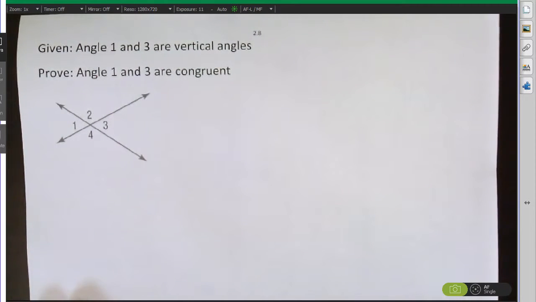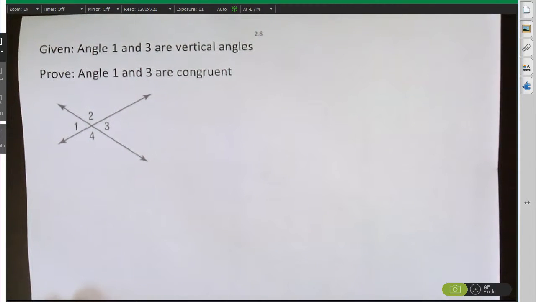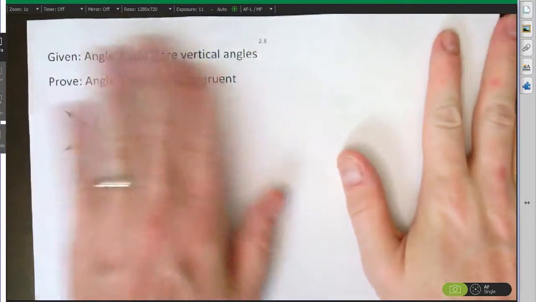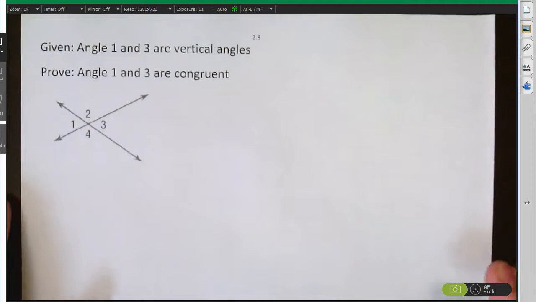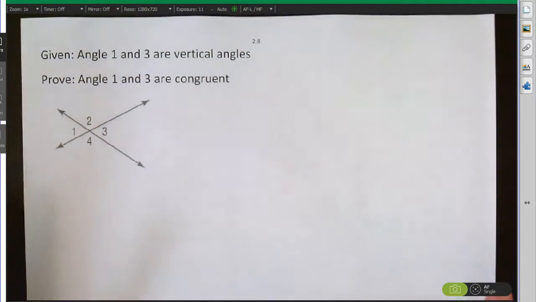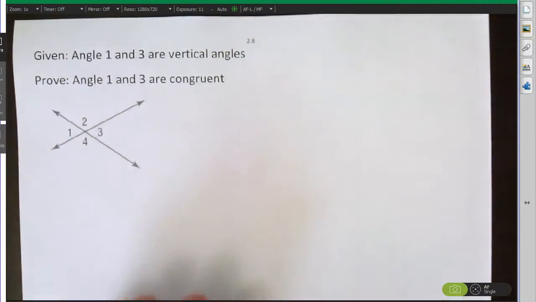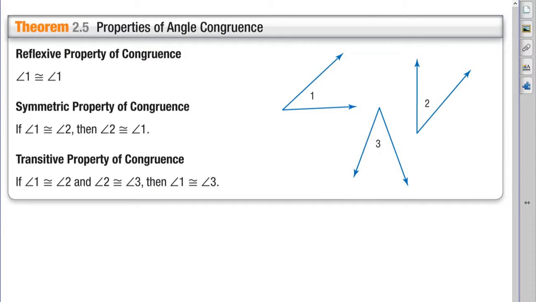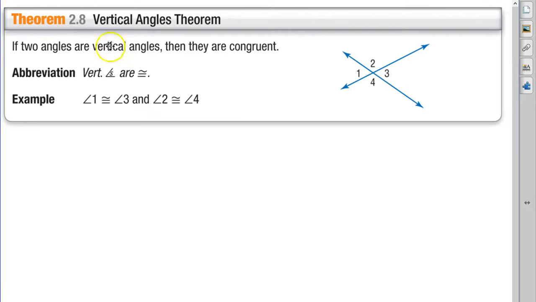So here are a few extra examples that we're gonna go over, and we will have gone over in class, in case you missed class or you just wanted to go back over them again because you've seen it but you can't remember it. And what we're actually proving here is theorem 2.8, the vertical angles theorem. That's what we're going to prove here.